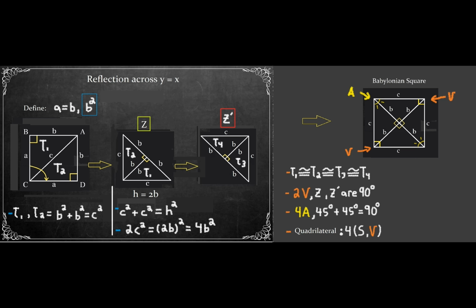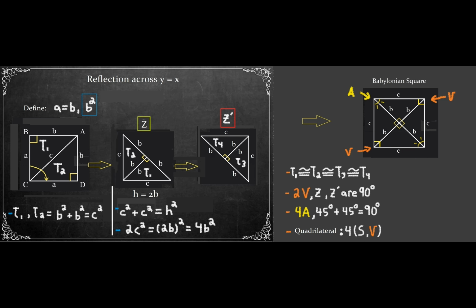Confirming the formation of a quadrilateral with 4 sides of length C, then confirming the square properties. We have side equality. Second orange bullet. The vertex angles of Z and Z prime, denoted as orange V, highlights the right angle symbol. Both are 90 degrees. Third bullet.